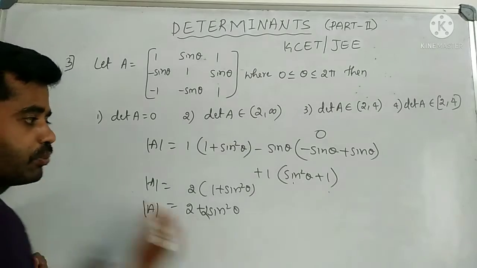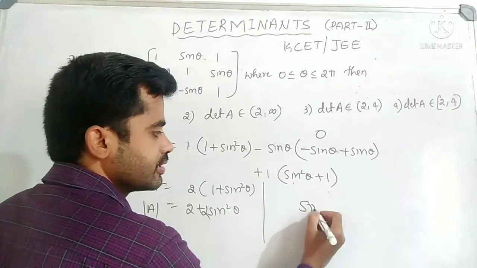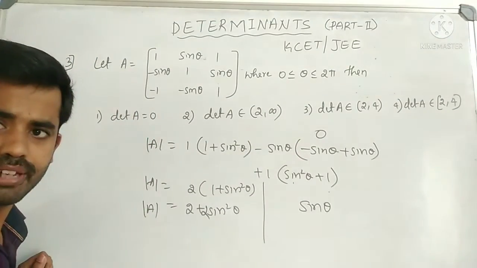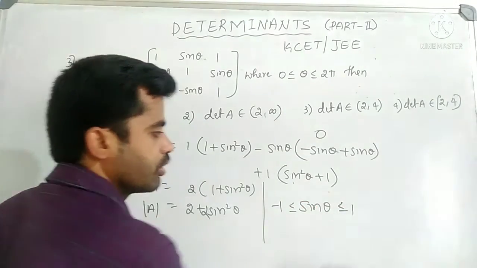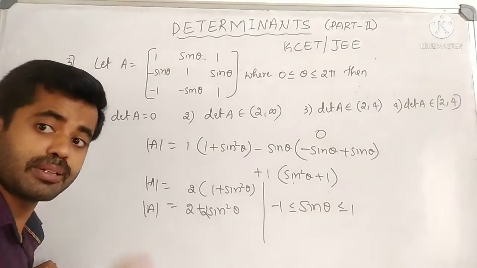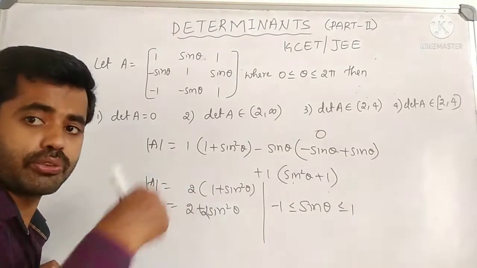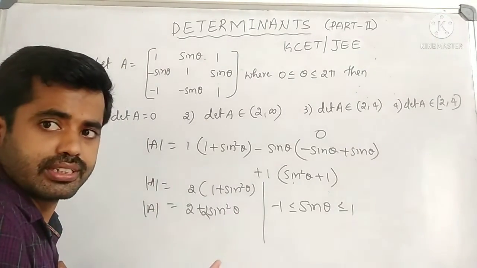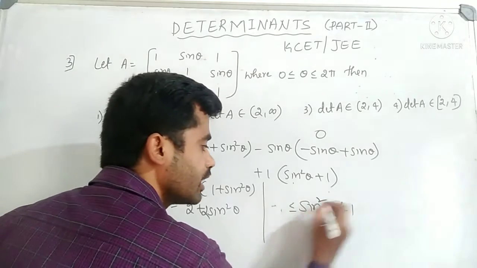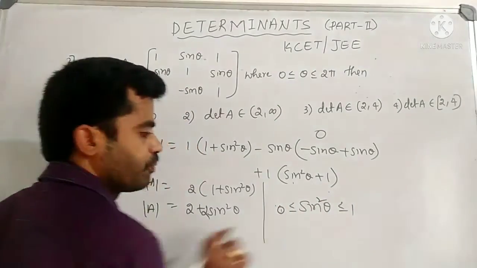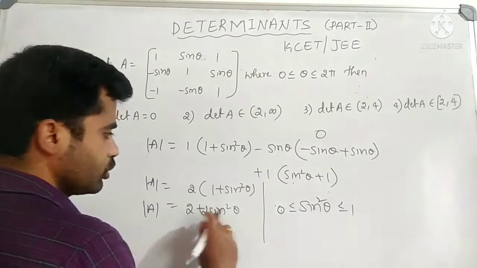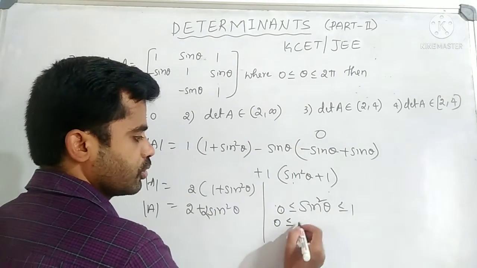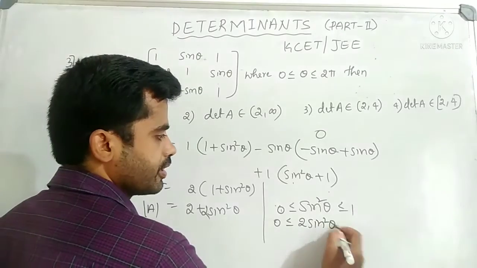Now let me move on to the trigonometry. Sine theta lies between what value? That is minus 1 to plus 1. But sine square lies between 0 and 1, because we have to take the square. So sine square lies in the closed interval 0 to 1.